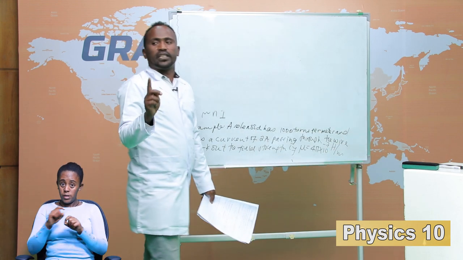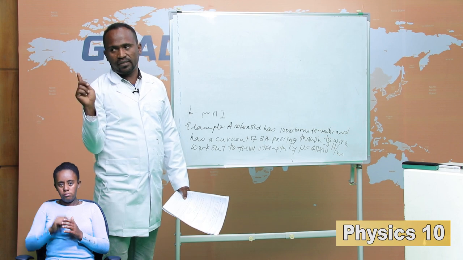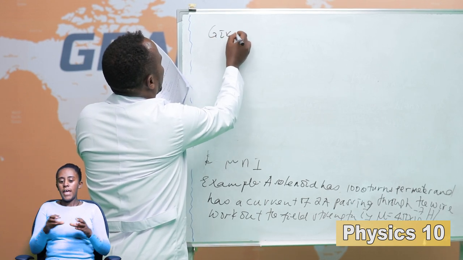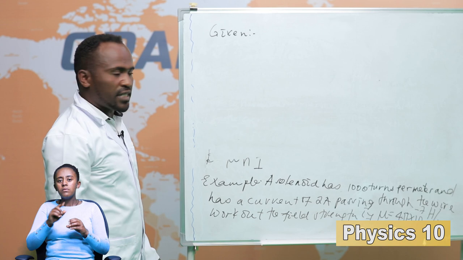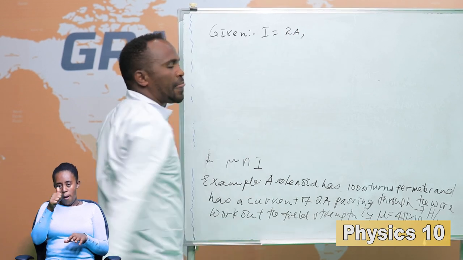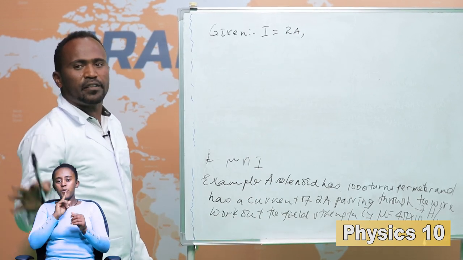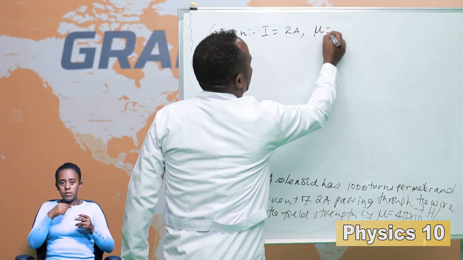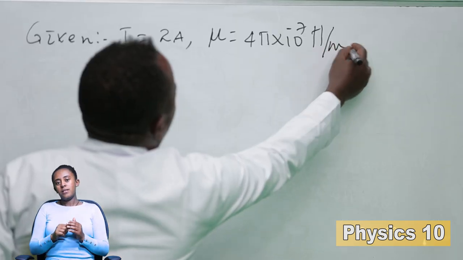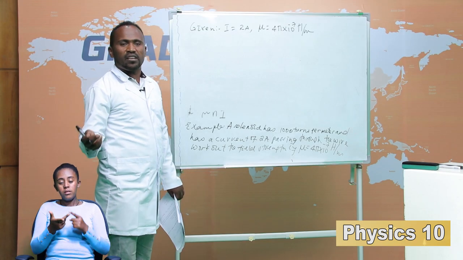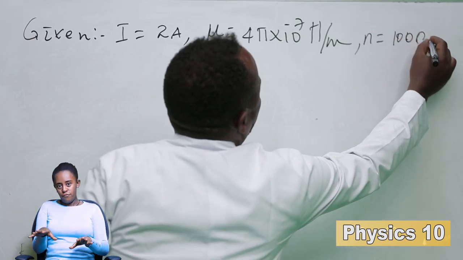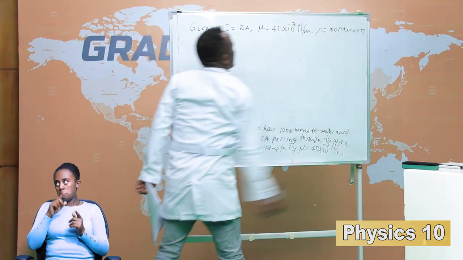Okay, to do this equation, first you have to know what is given. Can you tell me, my student? Yes, okay. The first one is the current, 2 ampere. The next is the permeability of free space, 4 pi times 10 to the power of minus 7 Henry per meter. And the third quantity given is the number of turns of the wire, N equals 1,000 turns.